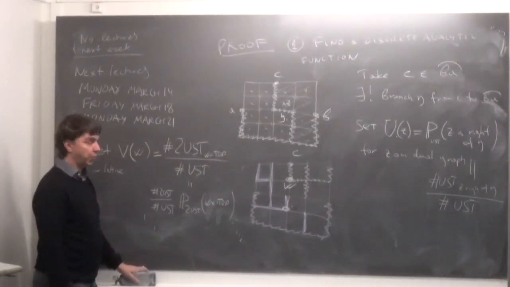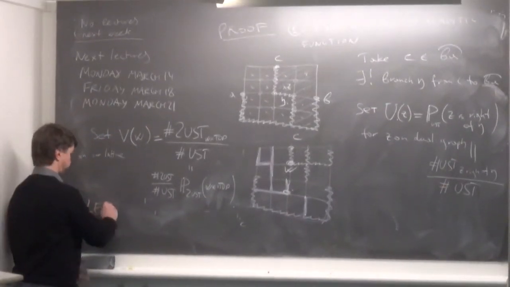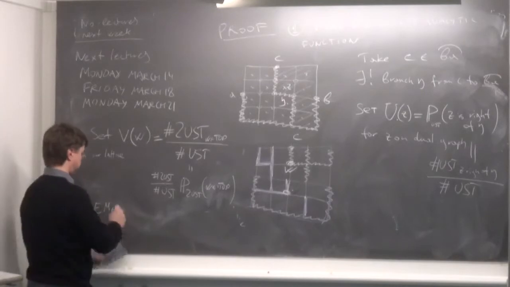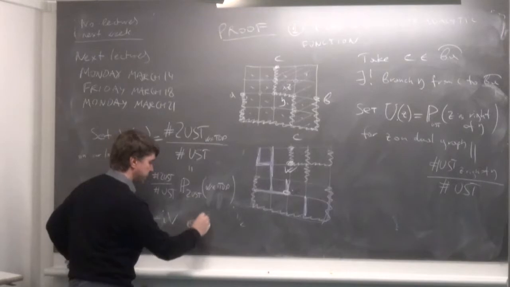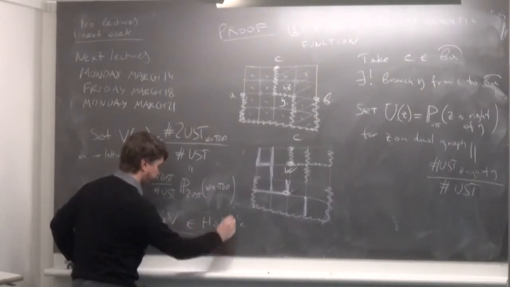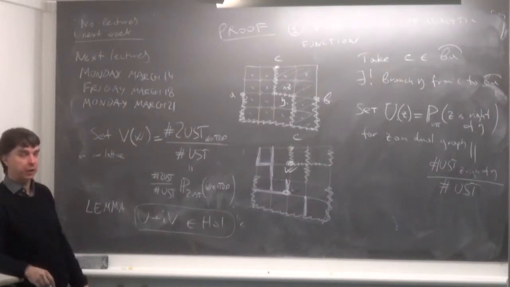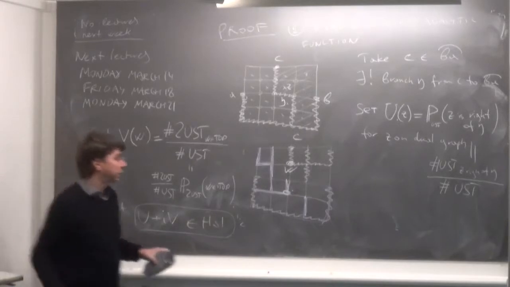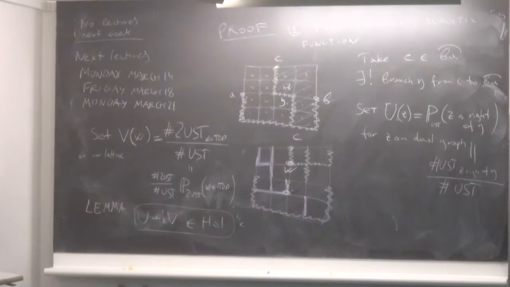Okay, so the key lemma is that u plus iv is discrete holomorphic. So this function turns out to be discrete holomorphic. And also we can easily calculate its boundary values. Now let me prove this.